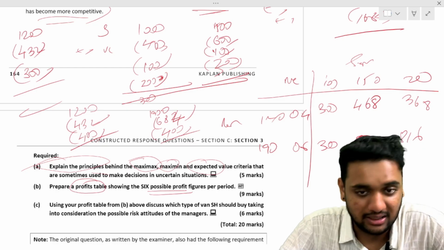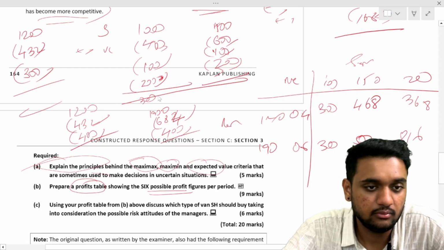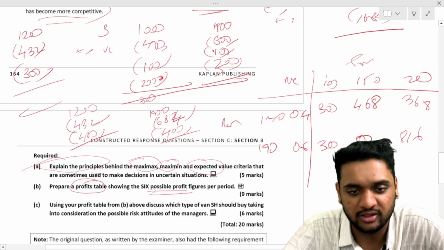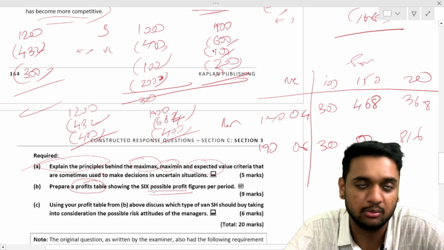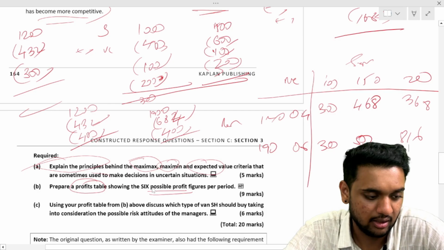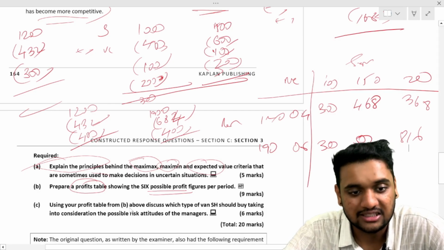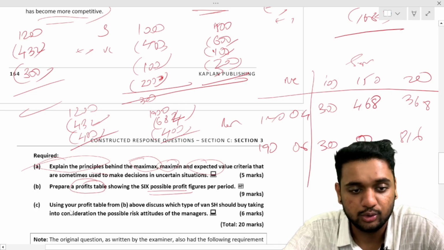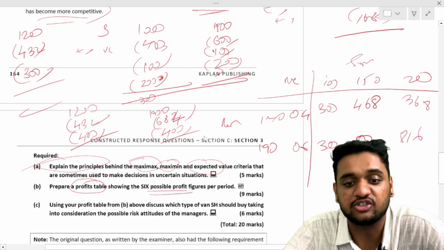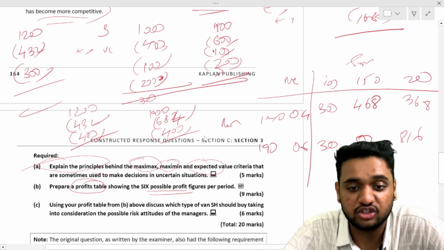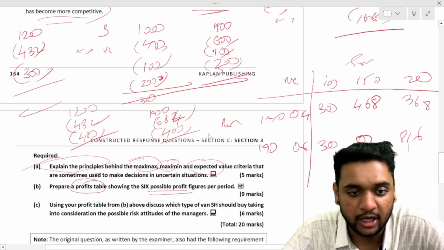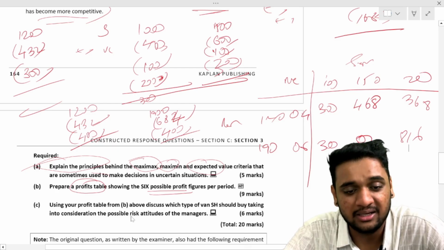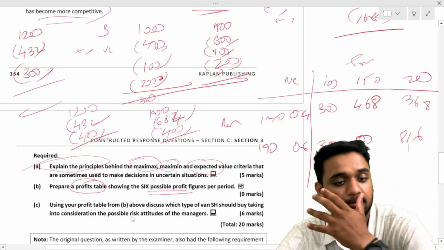This is what they are asking: prepare a profit table showing 6 possible profit figures. Nothing more they are asking. Understood, all of you? Next, using the profit table from above, discuss which type of van SH should buy, taking into consideration the possible risk attitudes of managers.